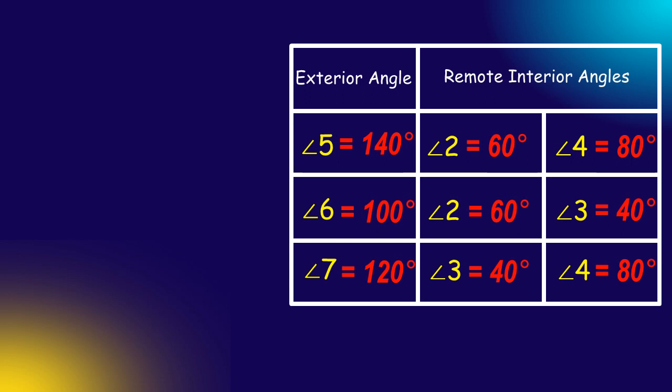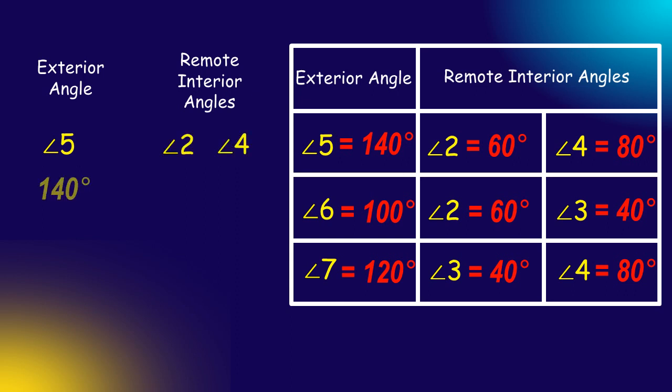Let's get the table from our previous example. Let us compare the exterior angle this time to the two remote interior angles, because a while ago, we just compared the exterior angle to one of its remote interior angles. Pero ngayon, i-compare natin siya sa dalawang remote interior angles. Let's get the first example of an exterior angle, which is angle 5. The remote interior angles of angle 5 are angle 2 and angle 4. The measure of angle 5 is 140 degrees, the measure of angle 2 is 60 degrees, and angle 4 is 80 degrees. Now, observe.